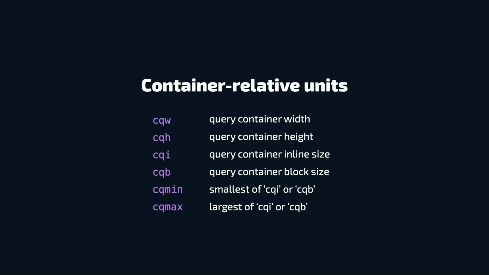But hold it right there, because we will soon have container relative units to add to the mix. These work a lot like viewport units, but relative to the container. So we have cqw and cqh, query container width and query container height, which are a lot like vw and vh, the viewport width and viewport height, but they are relative to the container. Then cqi and cqb are their logical property equivalents for inline size and block size. And then cqmin and cqmax are a lot like vmin and vmax, so they'll take the smallest and the largest, respectively, of the two measurements.